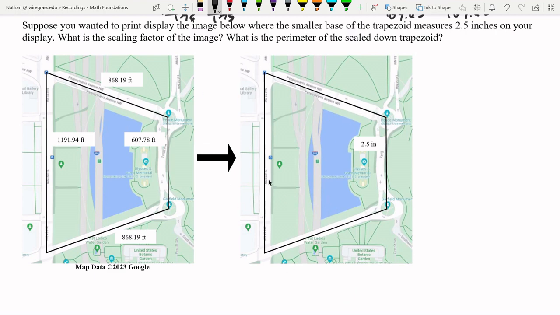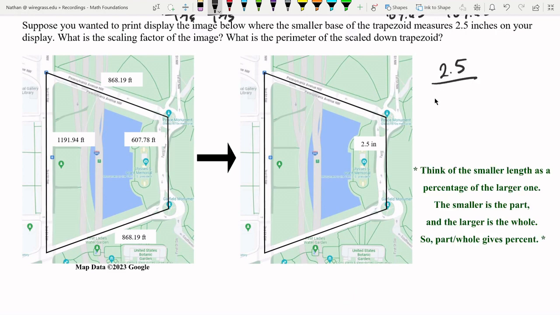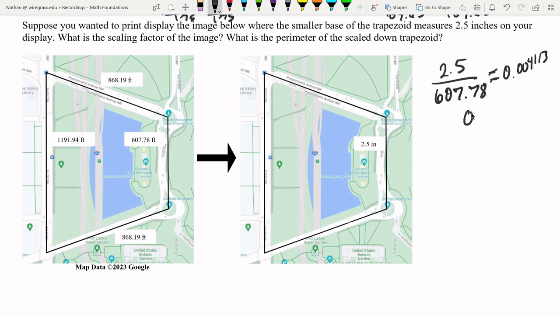So what's the scaling factor? So we're going to scale it down by what? So this becomes 2.5. We can find the scaling factor by doing 2.5 divided by 607.78. And that's going to give us 0.004113. It's going to be 0.4113% of the original, of the real distance.